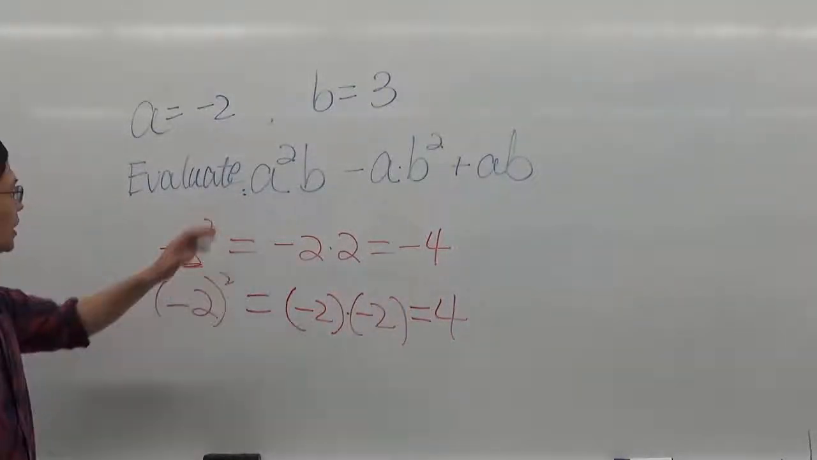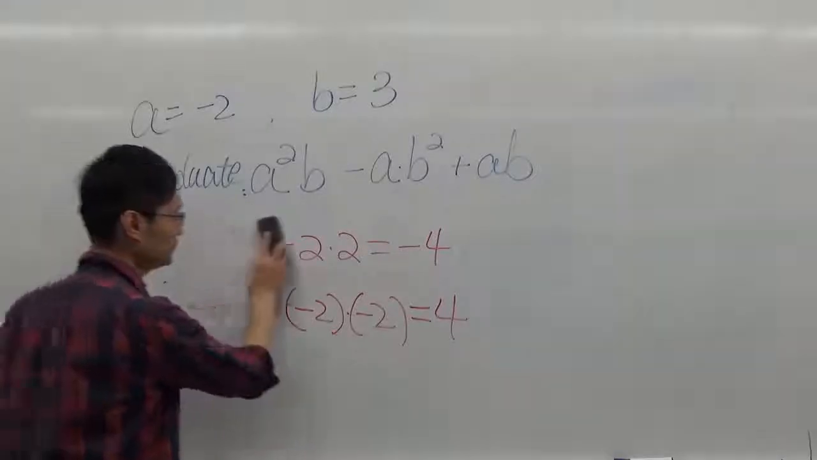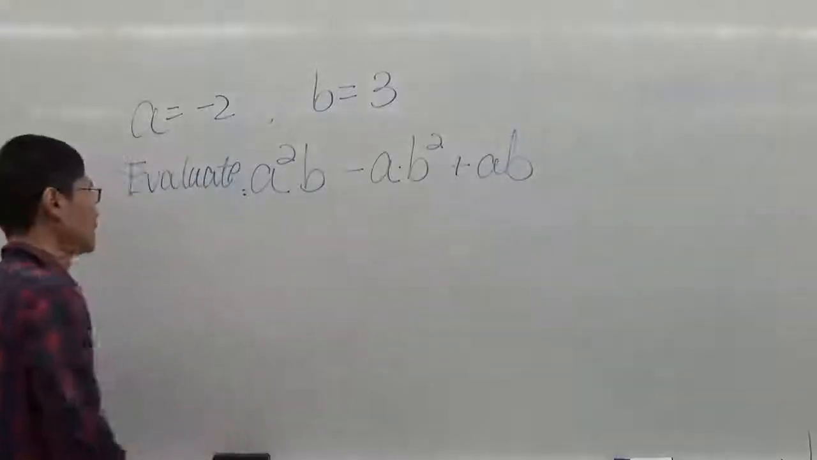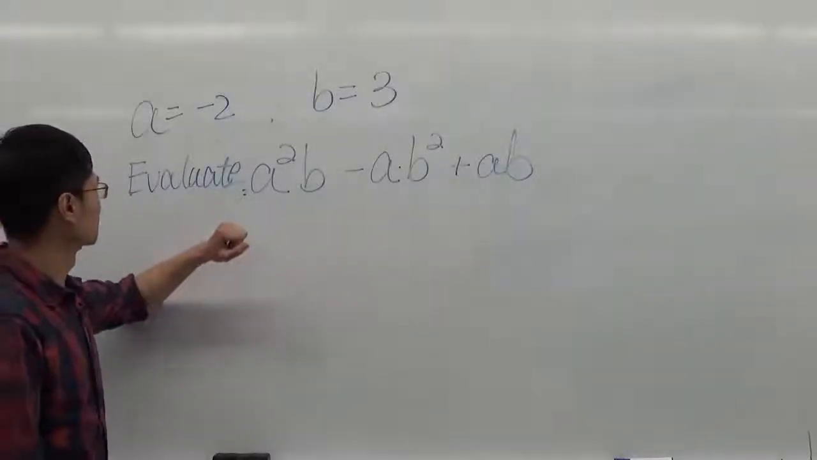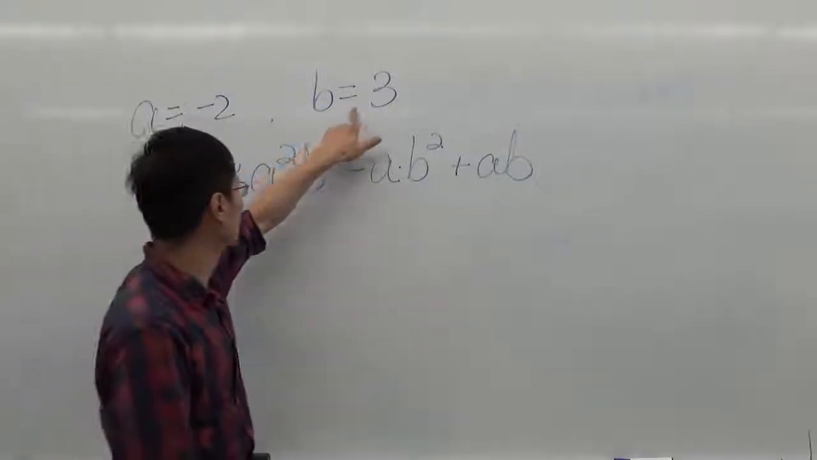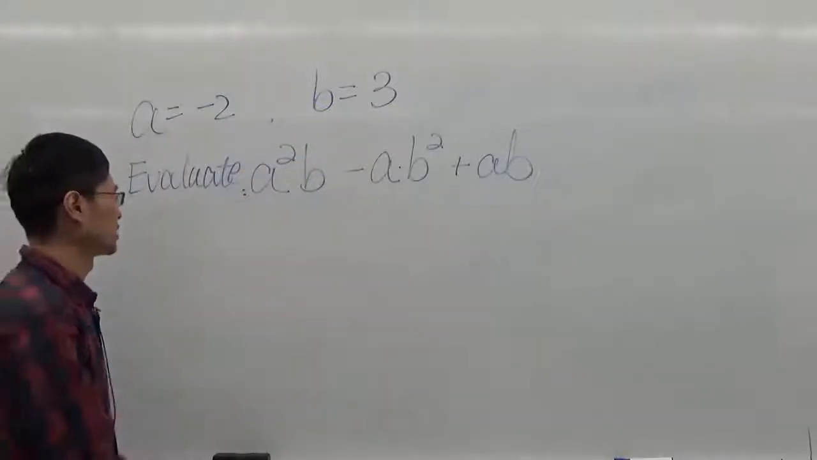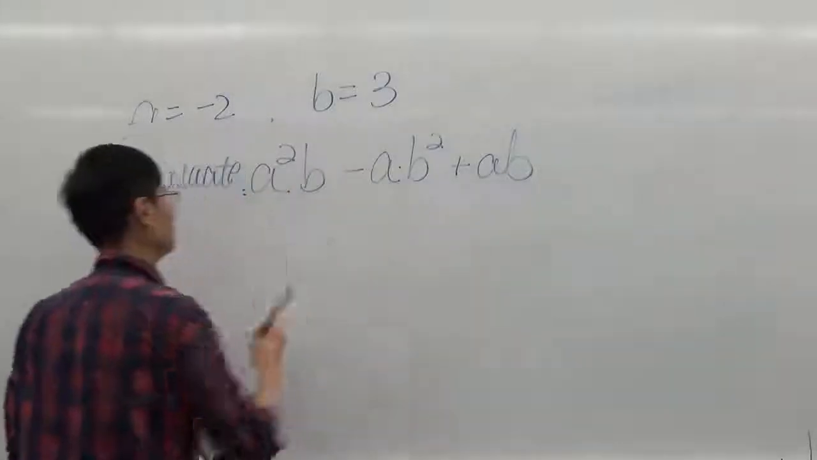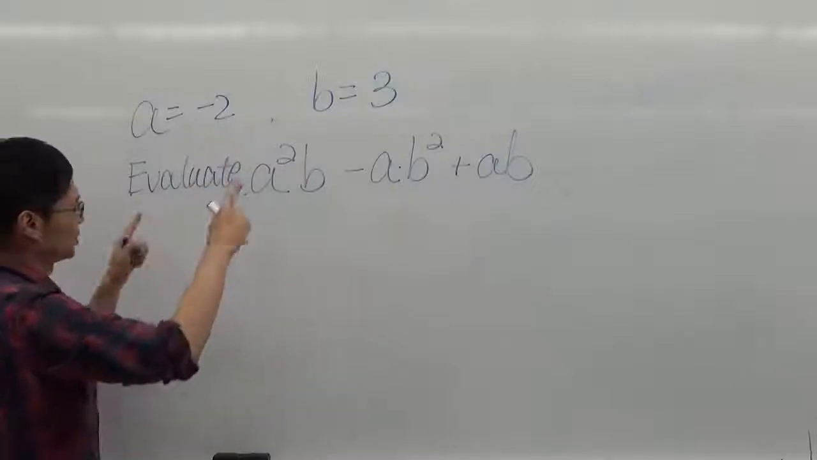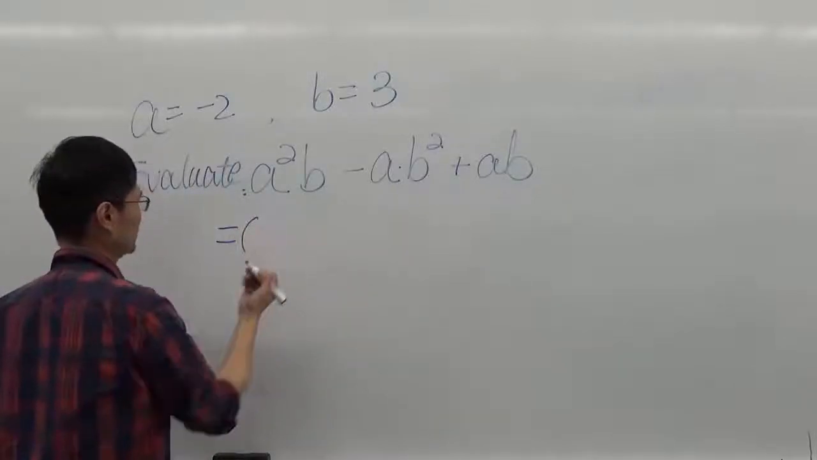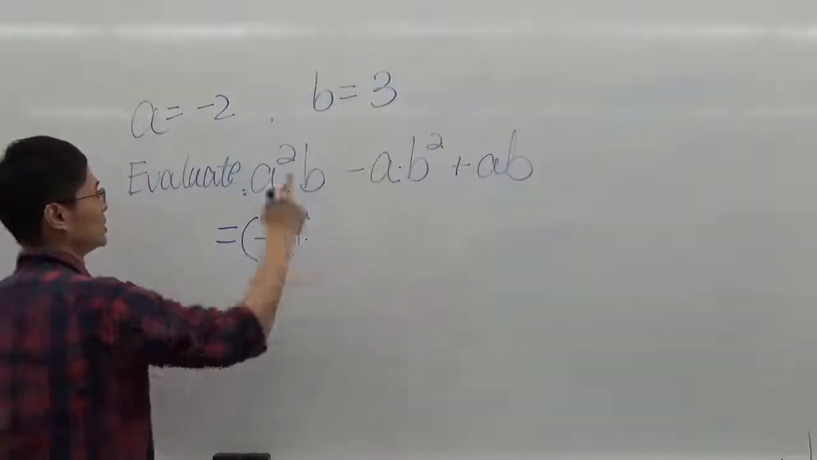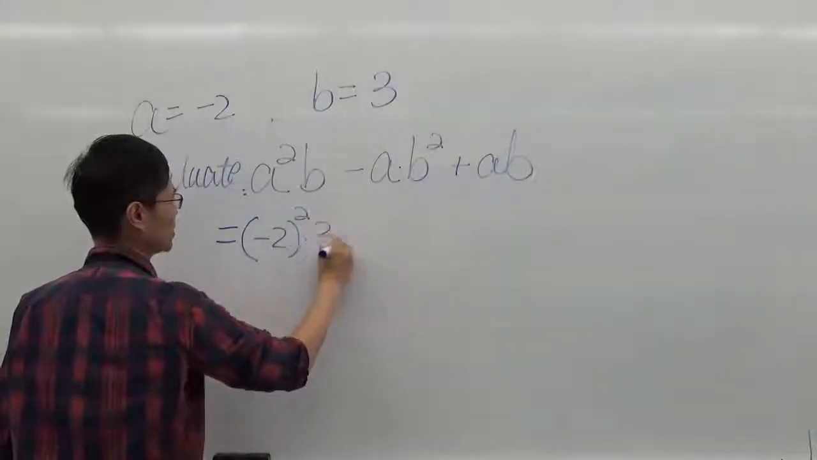Okay. Now let's look at our problem right here. In order to evaluate this one, we have to know what we're starting with. So we know what A is, we know what B is. What we're doing right here is basically substituting the numbers into each term. Whenever we have a negative, we must give parentheses. So that's going to be parentheses -2 squared times the B right here, which is 3.